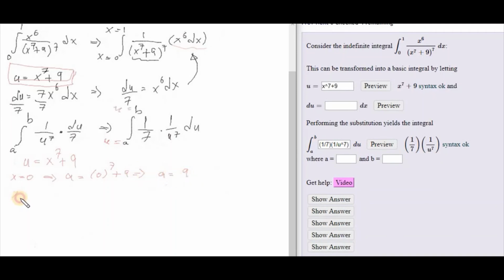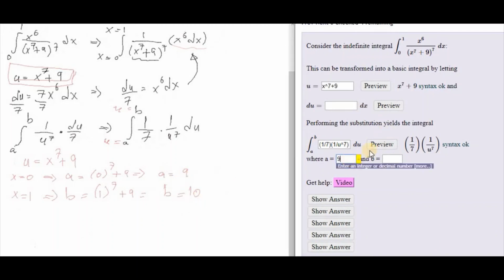When x is equal to 1, this will lead to b is equal to what u is when we plug 1 in here. So it's going to be 1 to the 7th power plus 9, which is going to be b is equal to 10. So a is 9 and b is 10.